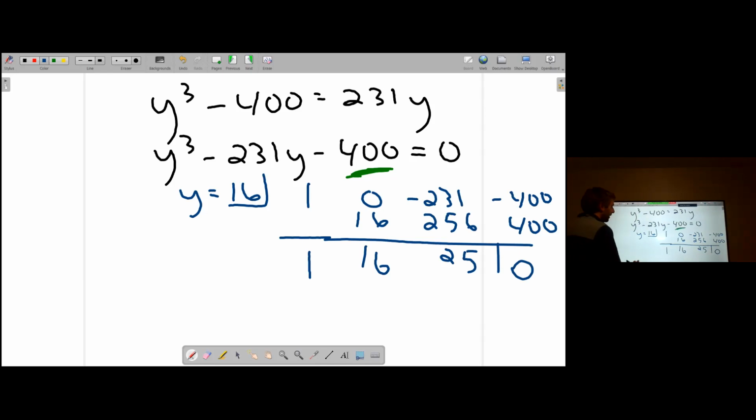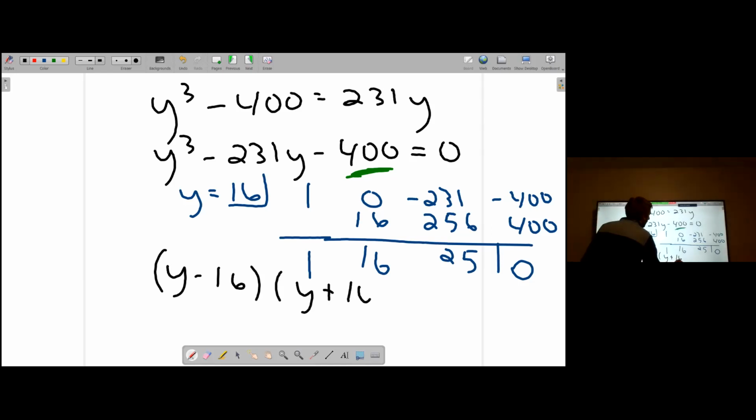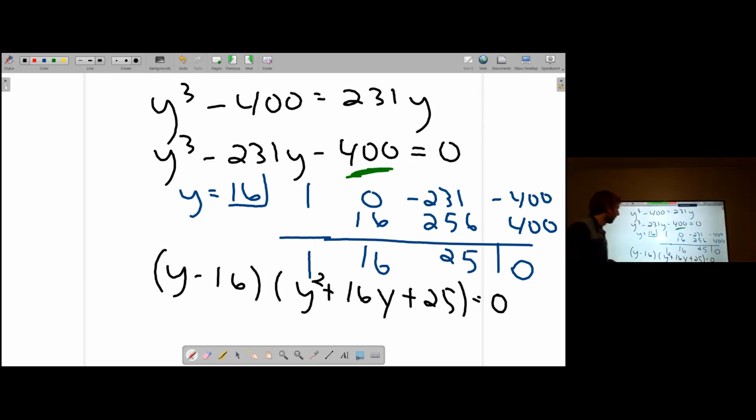So we're going to get this as our factorization: y minus 16 and y plus 16, y squared plus 16, y plus 25 equals 0. So that's not going to factor because your only factors are 1 and 25 and 5 and 5. Those are not going to add up to 16. So your solutions are going to come from the quadratic formula.